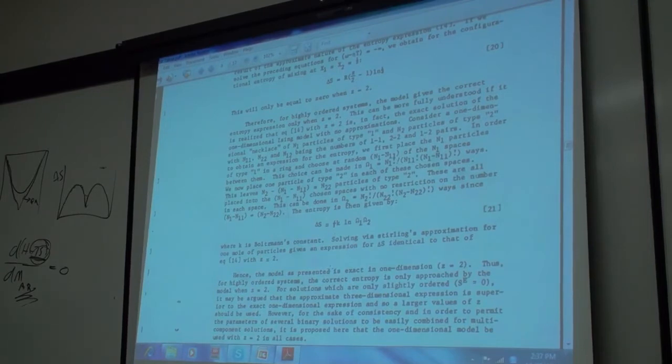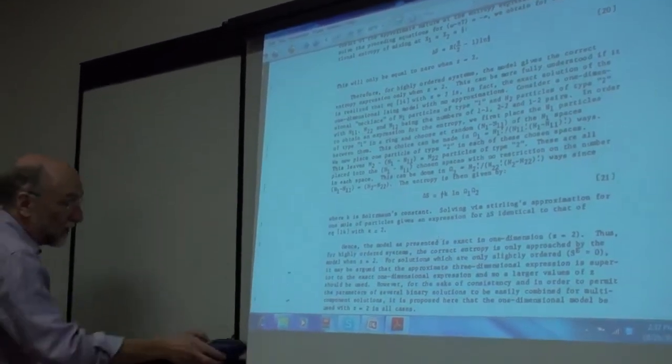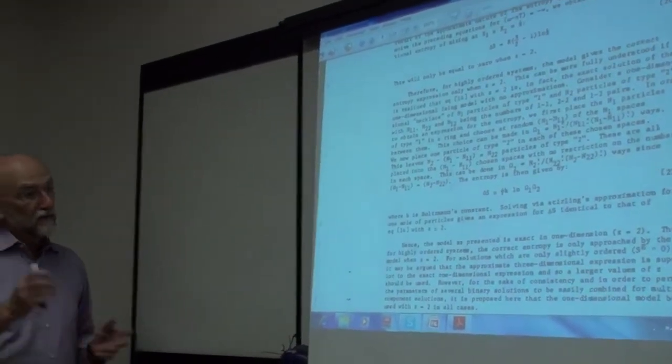We're trying to get an entropy expression now in a one-dimensional lattice. Remember before we took XAA log XAA plus XBB log XBB, and then we made this approximation, and in order to make it come out right in an ideal solution, we divided XAA by XA squared and added the term in to make it come out right. Now let's do it correctly.